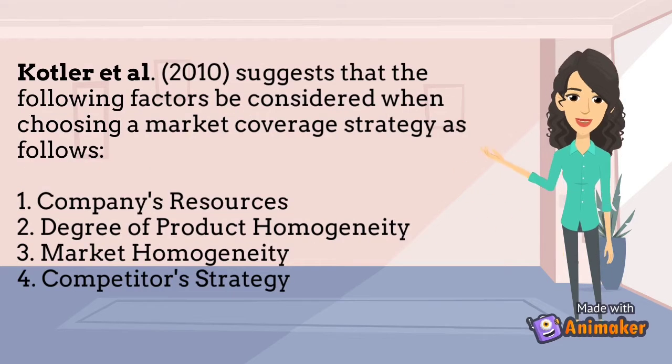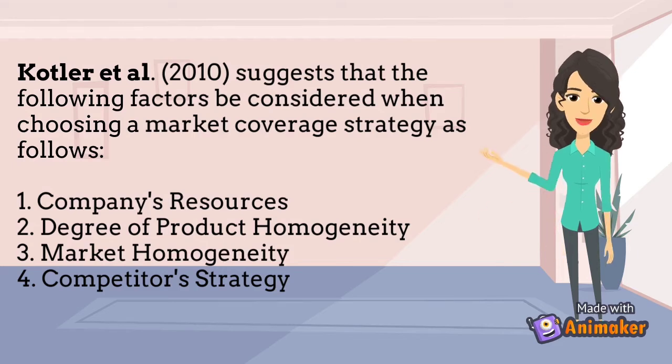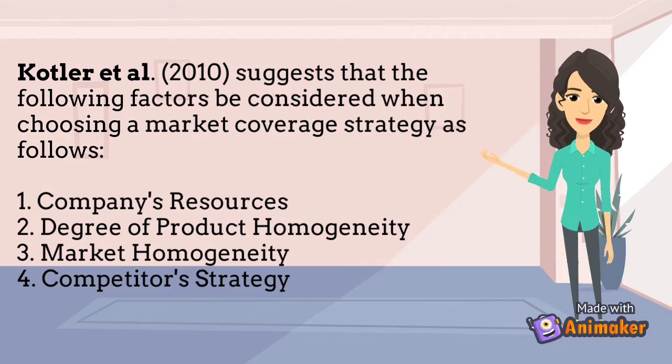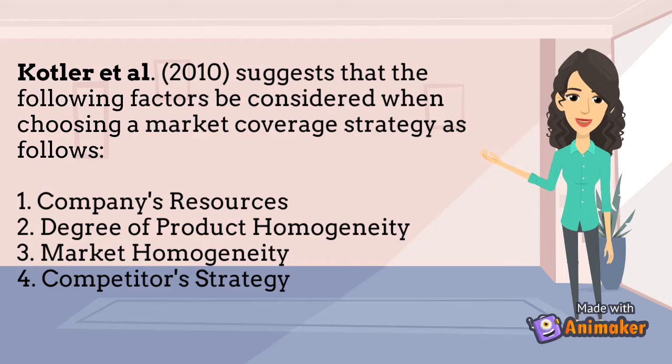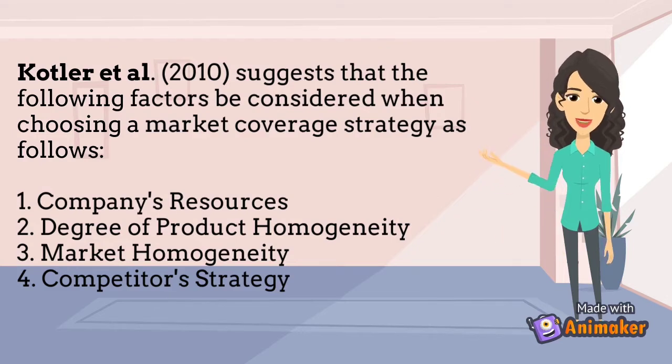Company resources: how much money and resources a company will allow to allocate to marketing. If the company has limited resources, it is logical to use concentrated marketing. Degree of product homogeneity: if the product is standardized and identical, it is more advisable to go to undifferentiated or concentrated marketing.